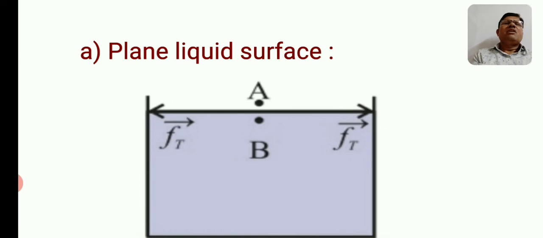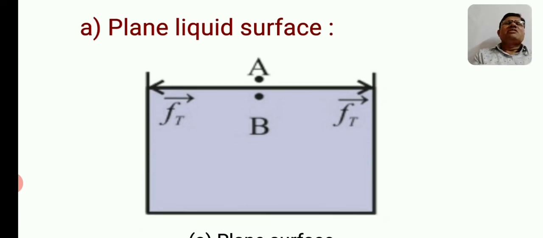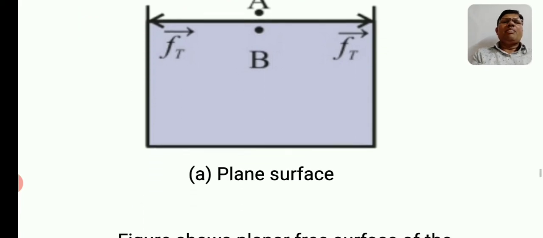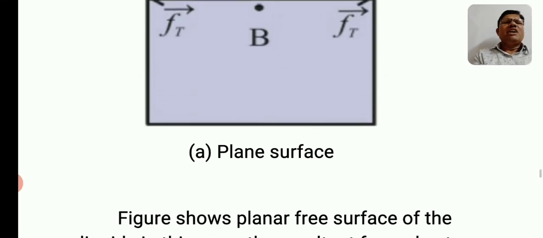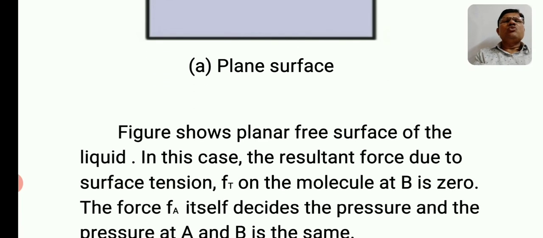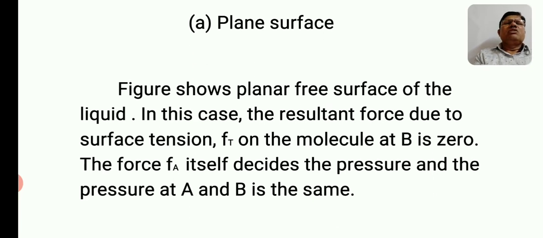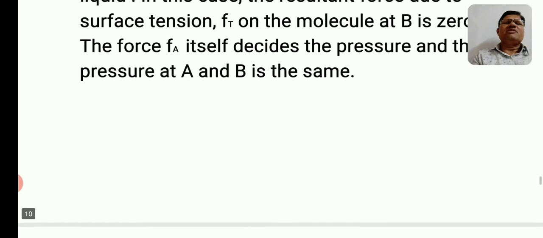See the diagram. On a liquid surface, molecule A is just above the liquid surface and molecule B is just below the liquid surface. The tangential forces are shown by Ft. The figure shows a planar free surface of the liquid. In this case, the resultant force due to surface tension Ft on molecule B is 0. The force Fa itself decides the pressure, and the pressure at A and B is the same. That's why it forms a plane surface.